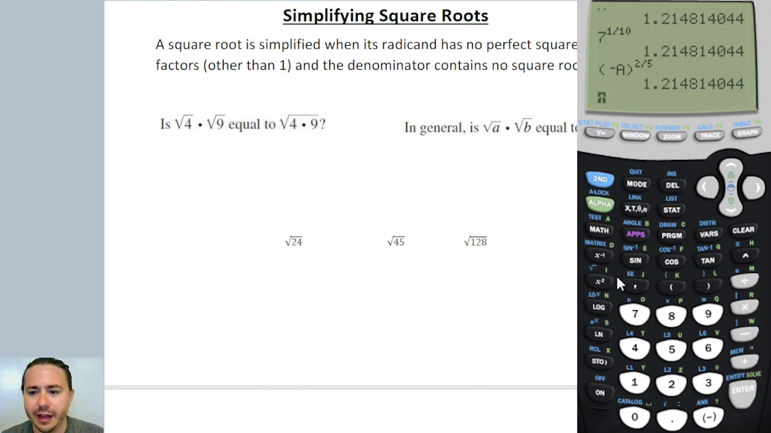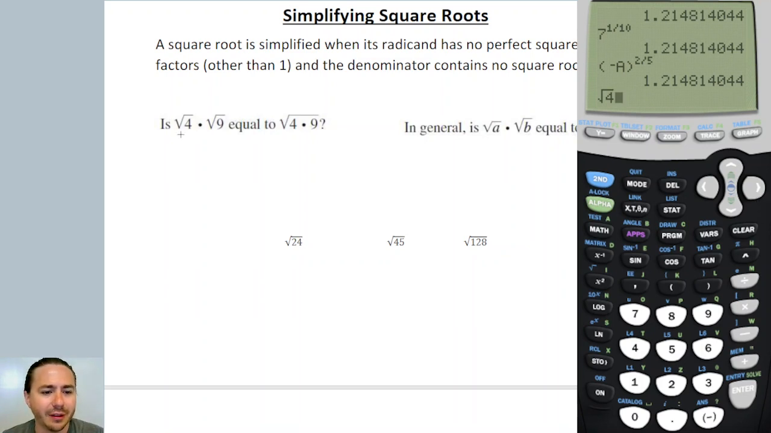Like, if I've got the square root of 4, which, wait a minute, that's just 2. We don't need a calculator for this. What's going on here? 2 times 3, is that equal to the square root of 4 times 9, which is 36? So we get 6, yeah, so these are the same. And the real, more important question is, is this always going to be true? And the answer is yes.